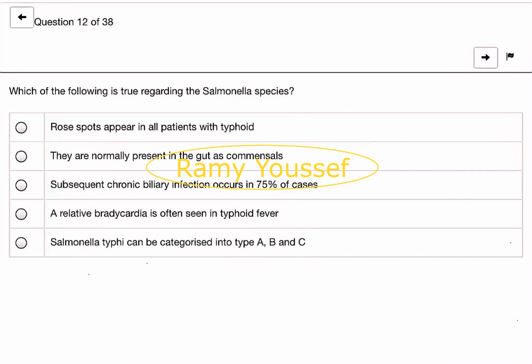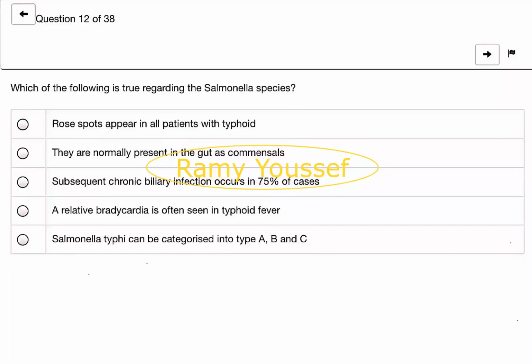Which of the following is true regarding the Salmonella species? Rose spots appear in all patients with typhoid. Salmonella are normally present in the gut as commensals. Subsequent chronic biliary infection occurs in 75% of cases. Relative bradycardia is often seen in typhoid fever. Salmonella can be categorized into types A, O, B, and C.